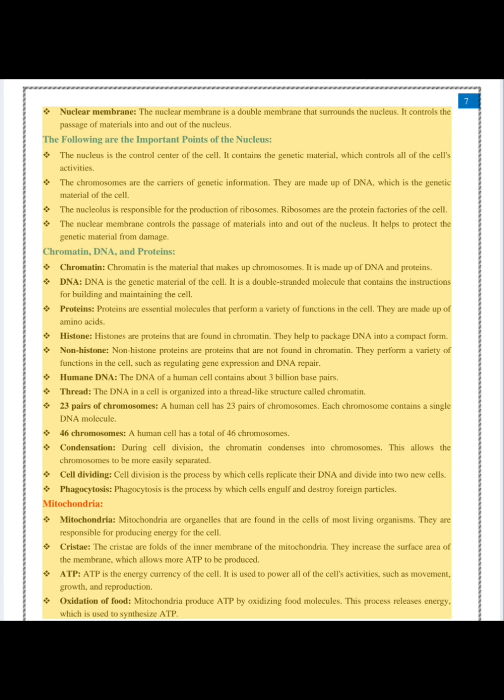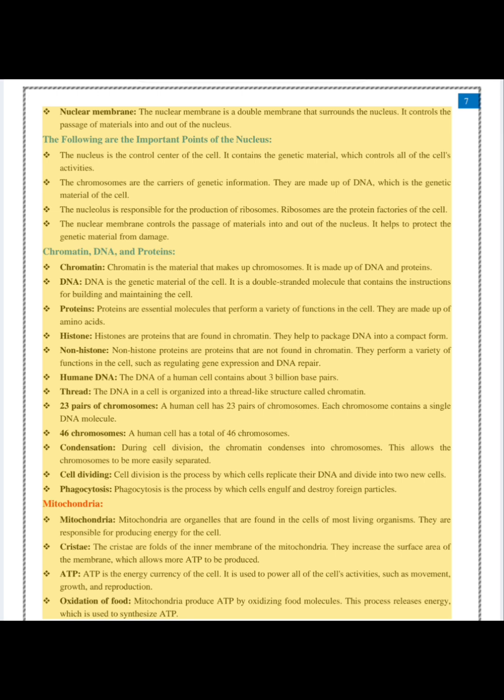Condensation. During cell division, the chromatin condenses into chromosomes. This allows the chromosomes to be more easily separated. Cell dividing. Cell division is the process by which cells replicate the DNA and divide into two new cells. Phagocytosis. Phagocytosis is the process by which cells engulf and destroy foreign particles.